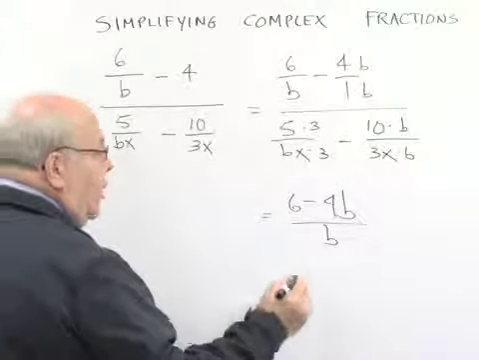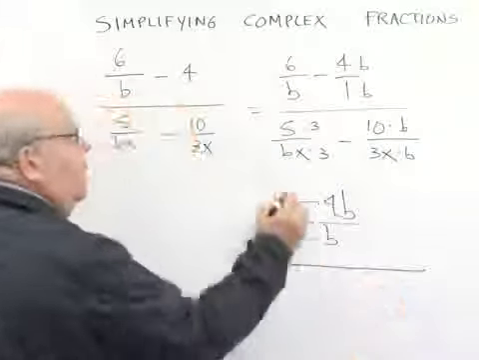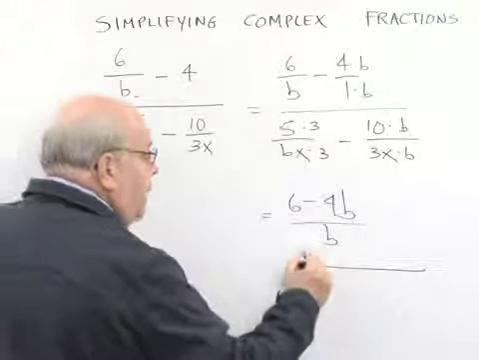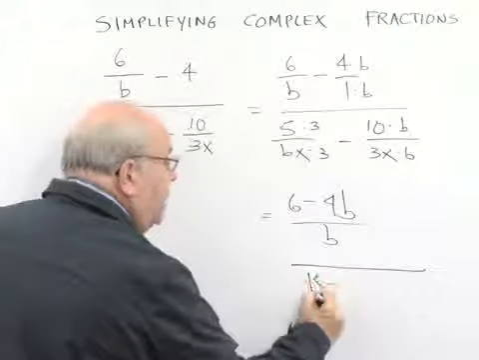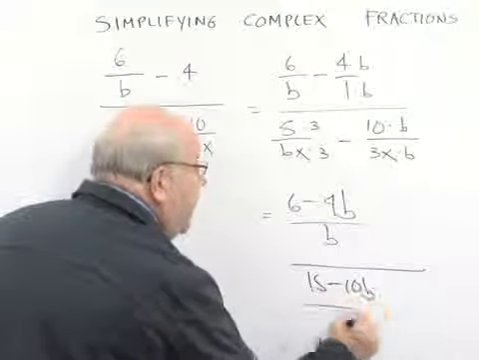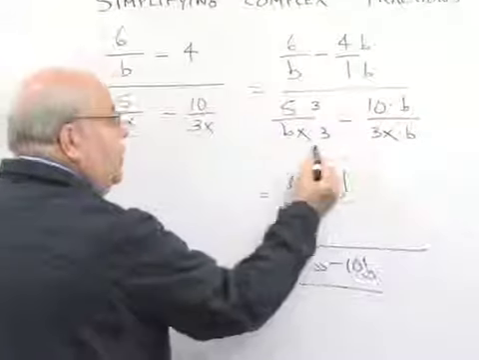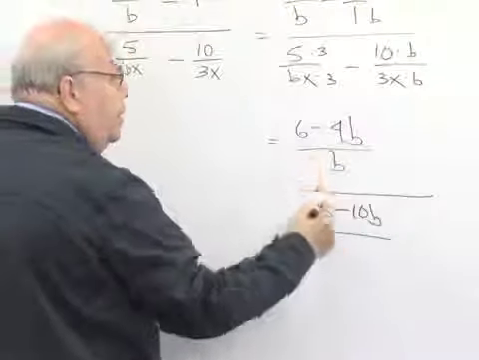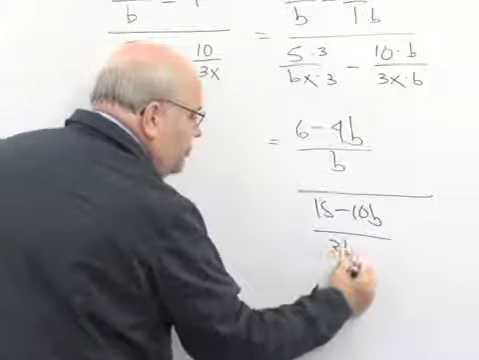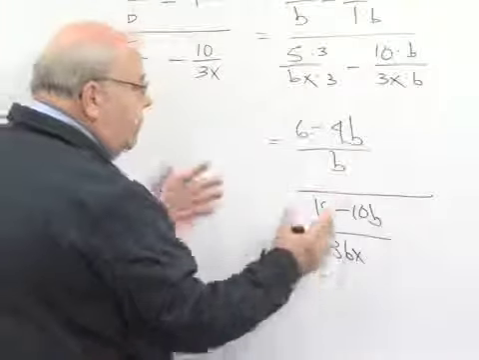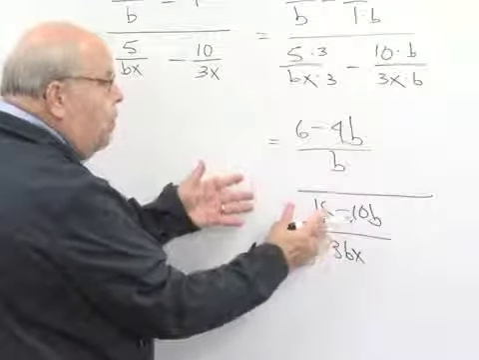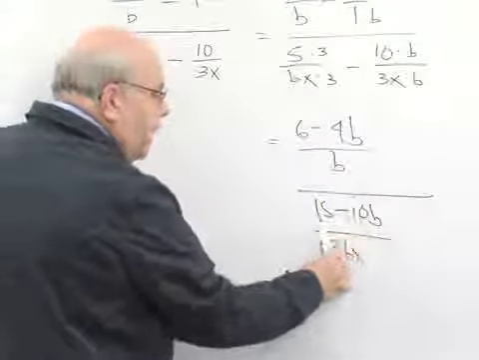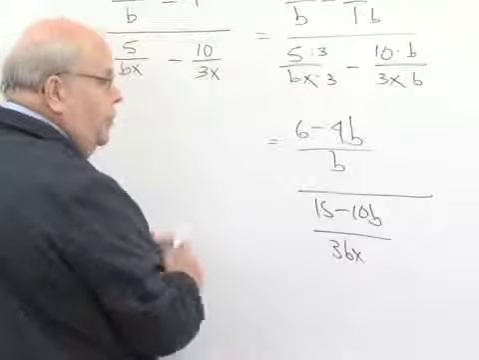So let's see what that fraction is going to look like. We have 5 times 3, which is 15, minus 10b. So we have 15 minus 10b. And in the denominator, the common denominator is 3 times b times x. It's in a different order, but if we put it in the normal order, we would say 3 times b times x. Now this expression, we're going to simplify: 6 minus 4b over b divided by 15 minus 10b over 3bx.